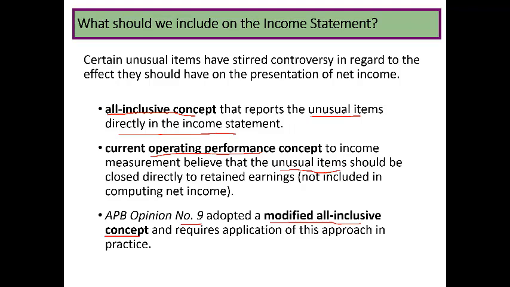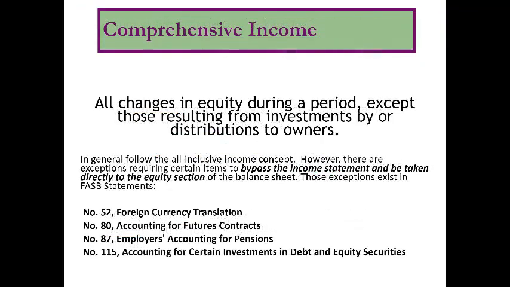So we have net income, which represents performance, and some of these items that are really unusual get placed in other comprehensive income. And if you combine net income and other comprehensive income, you get comprehensive income. So, what's included in other comprehensive income? Things that get to other comprehensive income bypass the income statement and are taken directly to the equity section.